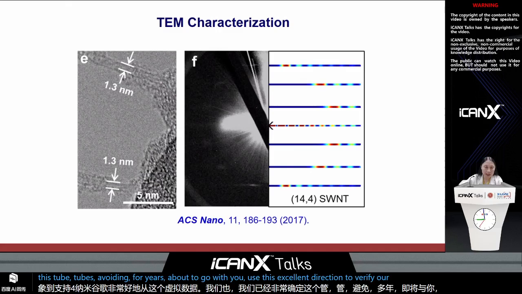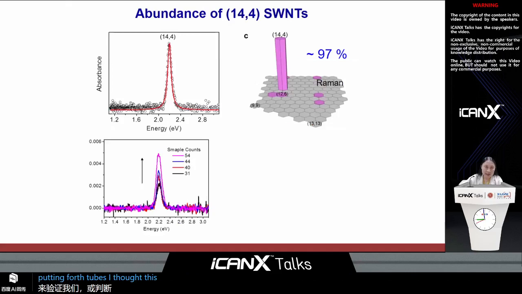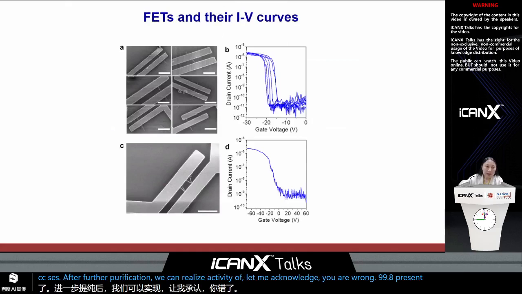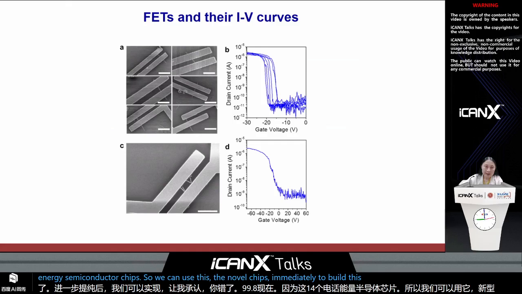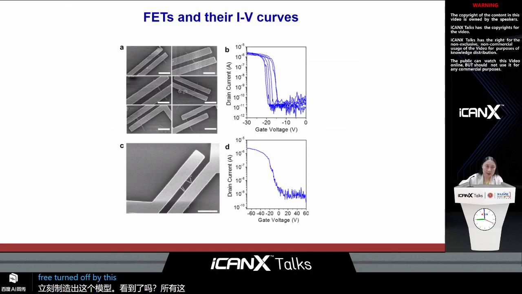For these 14-4 tubes, the selectivity is quite high, around 97% just by direct synthesis. After further purification, we can realize a semiconductor nanotube selectivity of around 99.8%. Because these 14-4 nanotubes are semiconducting, we can use them immediately to build FETs. See, all these FETs can be fully turned off by the gate voltage. That means they are purely semiconducting.